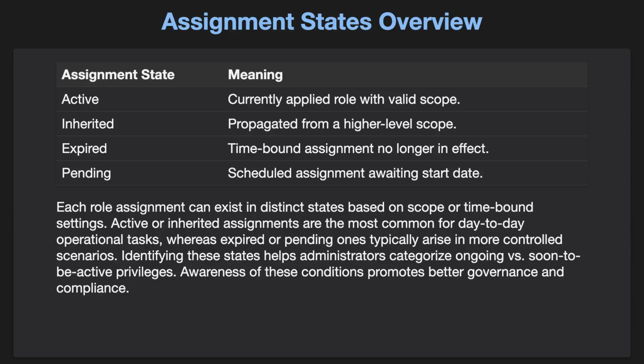Assignment state, meaning: Active, currently applied role with valid scope. Inherited, propagated from a higher level scope. Expired, time-bound assignment no longer in effect. Pending, scheduled assignment awaiting start date.